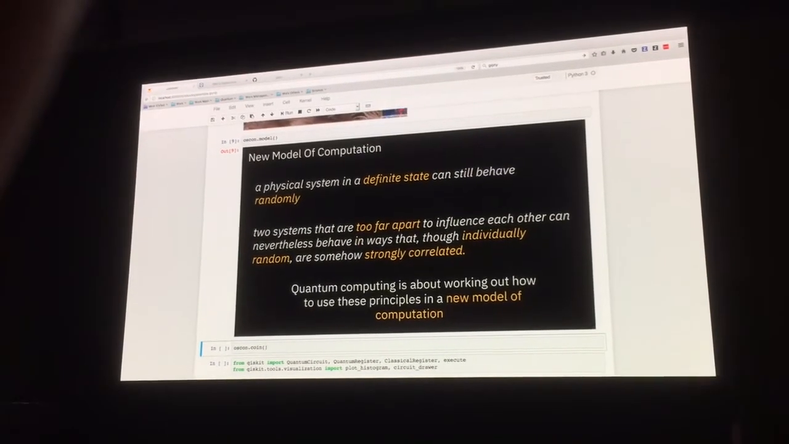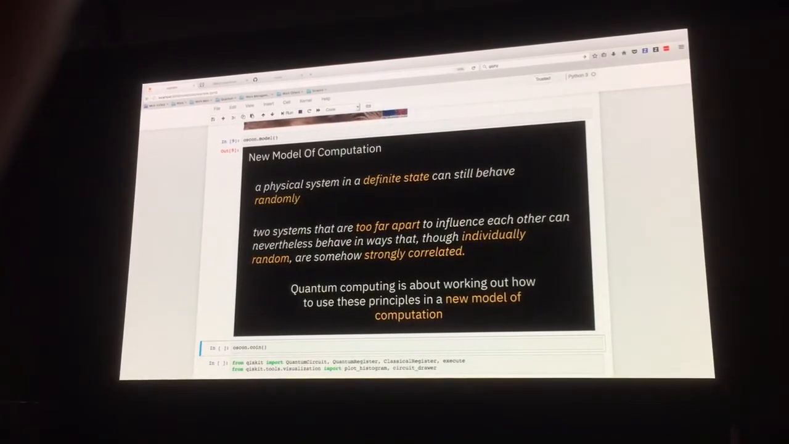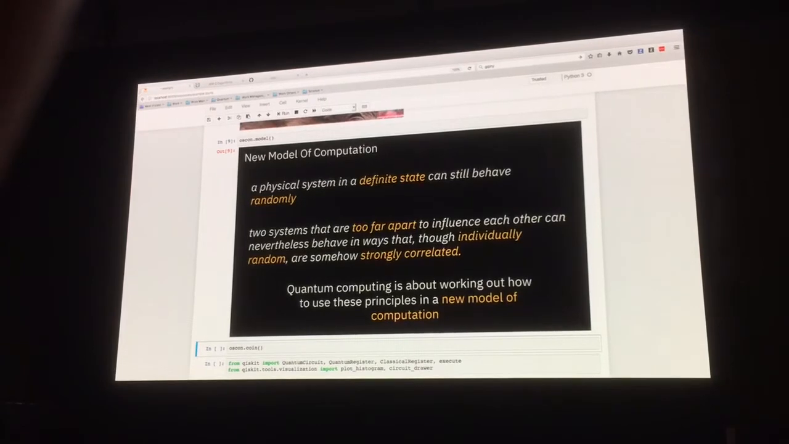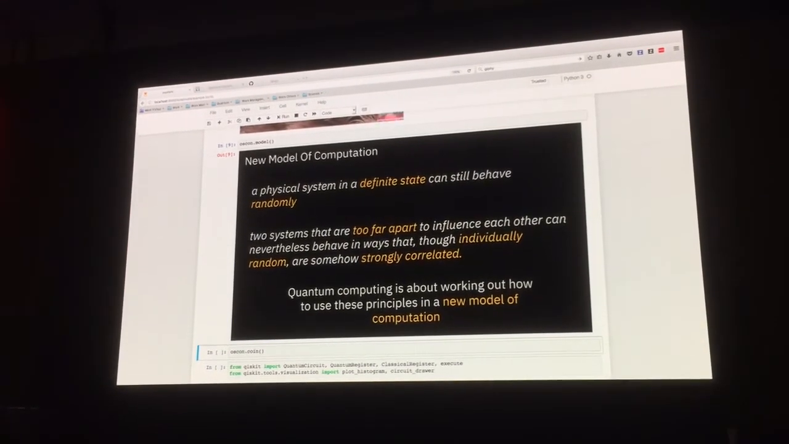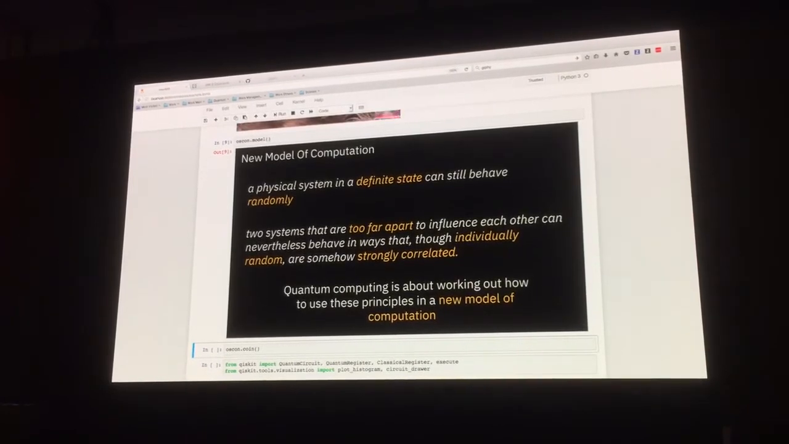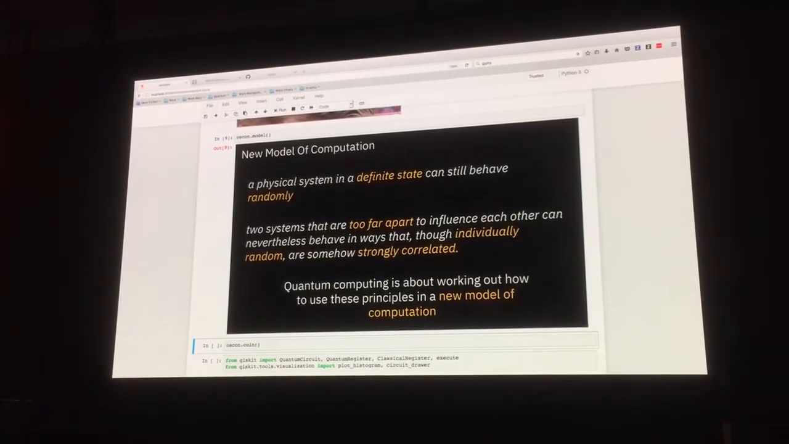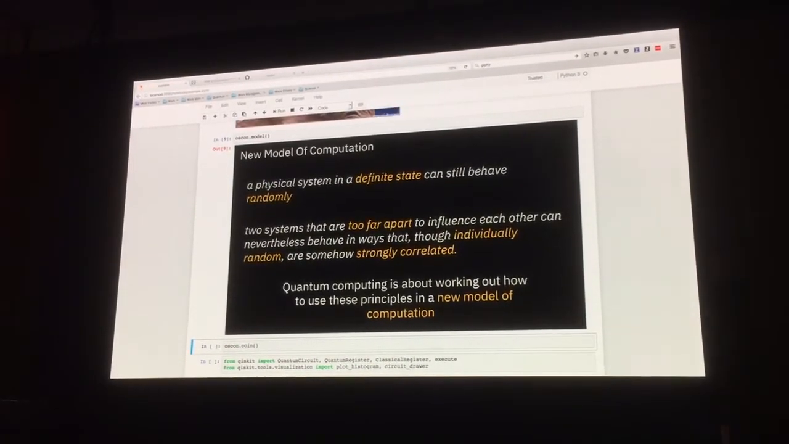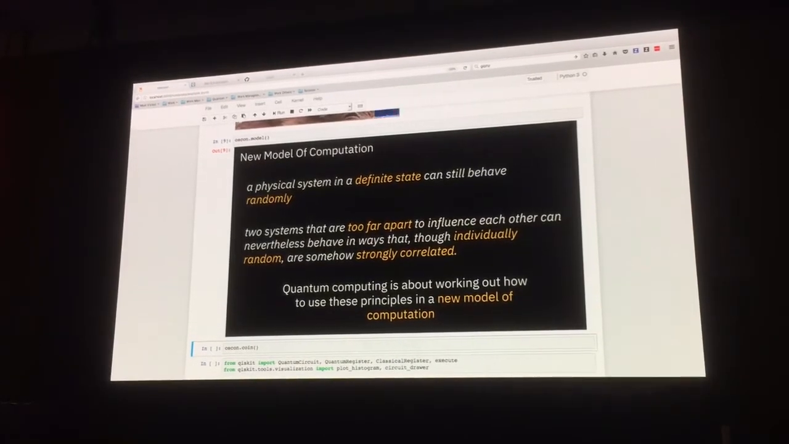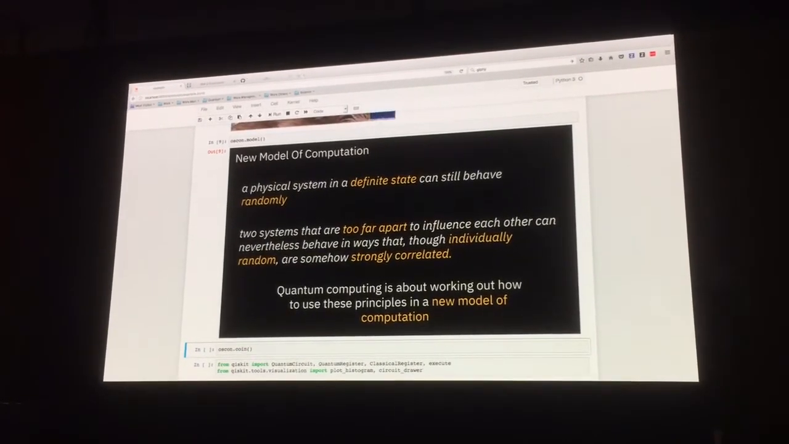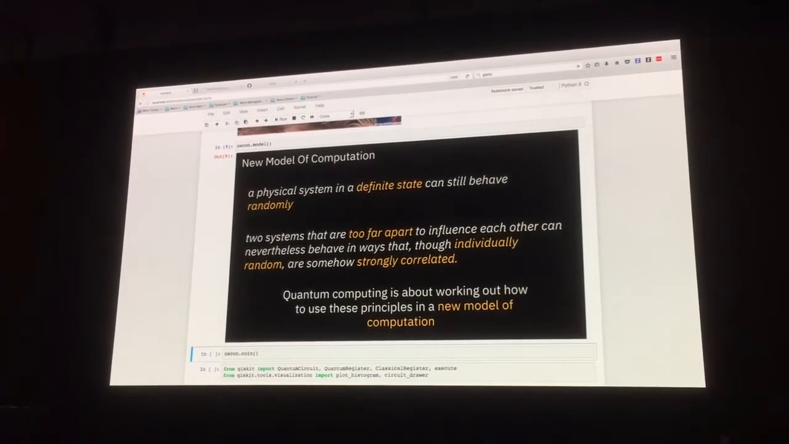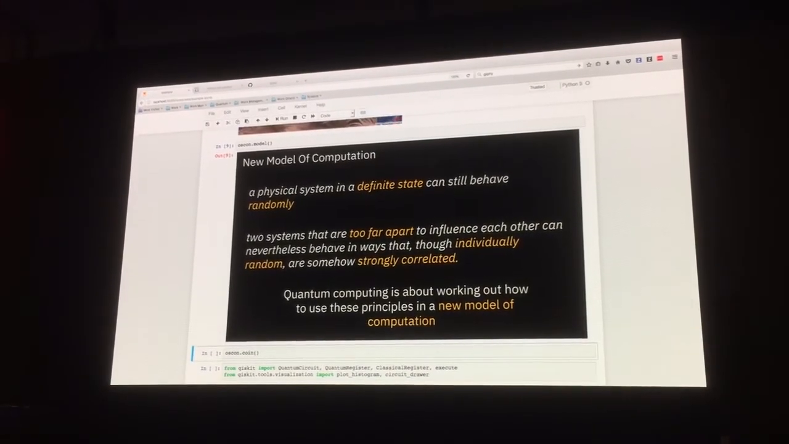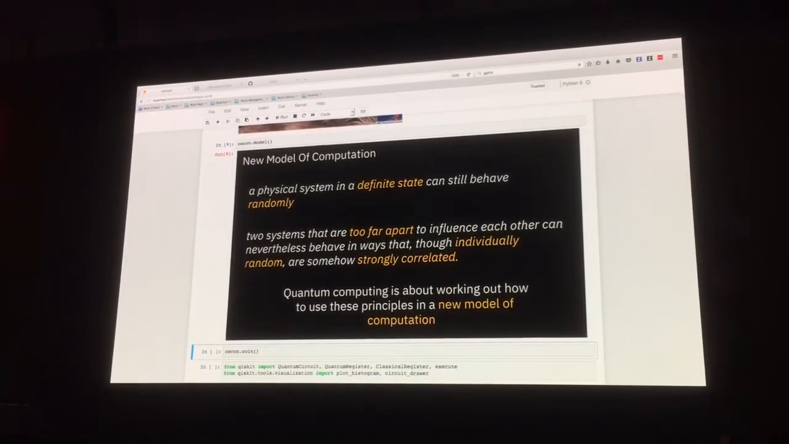But there's two things that are very different. And the first is this concept that something that is in a definite state can still behave randomly. Okay, that sounds a bit strange, but I'll try and show later. The second is that two things that are too far apart and they're individually random, so they have no information in them. Their correlation, when you bring them together, can have more information. So the whole is much bigger than the parts.